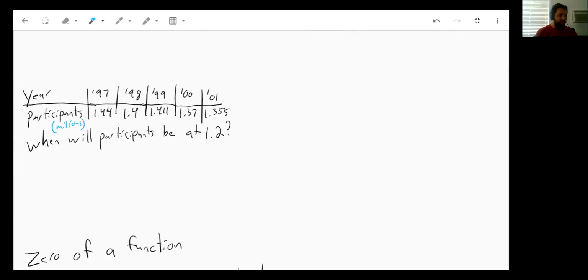We need to use this to predict the year in which the number of youth softball participants reaches 1.2 million, because looking at these numbers, they're going down. And so we're wondering, when is it going to be 1.2 million participants? Let's go and use our calculator for this.